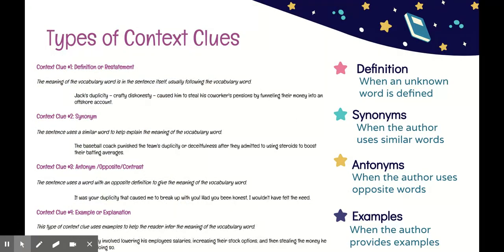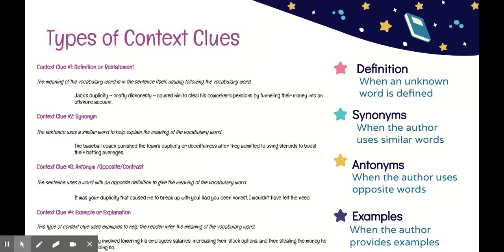So let's recap again. A context clue is provided either in a definition or a restatement. The meaning of the vocabulary word is in the sentence itself, usually following the vocabulary word. Context clue number 2, synonyms. The sentence uses a similar word to help explain the meaning of the vocabulary word. For example, the baseball coach punished the team's duplicity or deceitfulness after they admitted to using steroids to boost their batting averages.